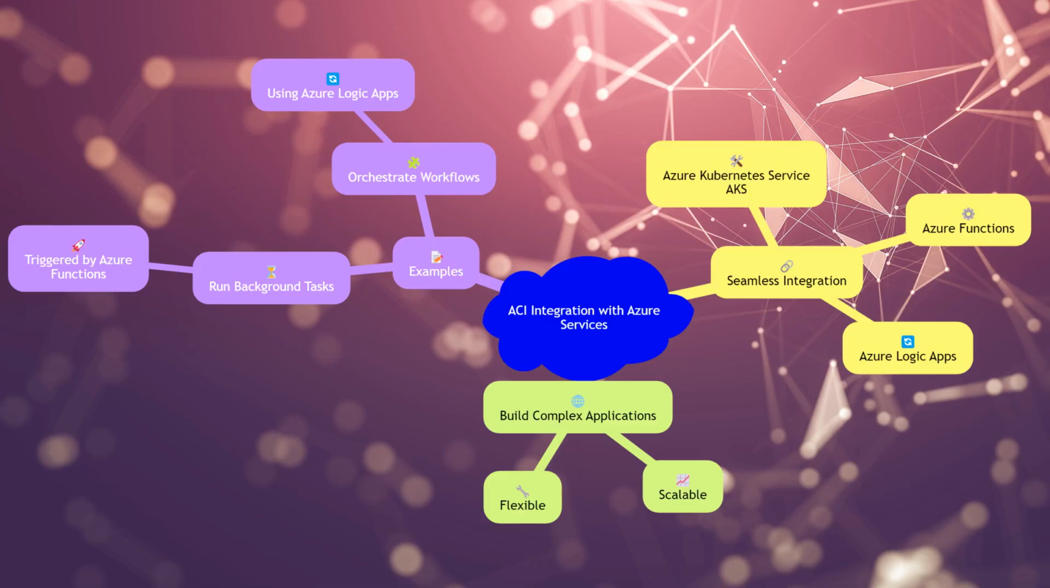ACI integrates seamlessly with other Azure services such as Azure Kubernetes Service, AKS, Azure Functions, and Azure Logic Apps. This integration allows you to build complex, scalable applications. For example, you can use ACI to run background tasks triggered by Azure Functions or orchestrate workflows using Azure Logic Apps.